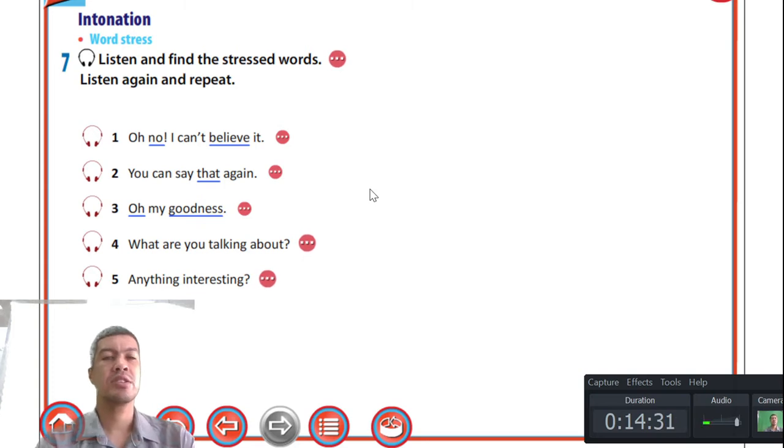And the intonation or the word stress are on the words oh and goodness. Moving on to the next one.